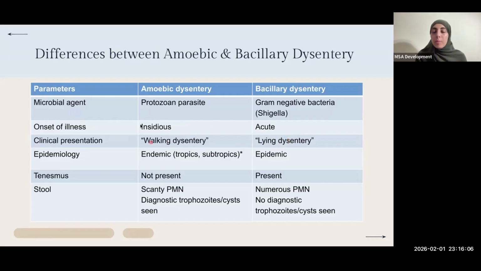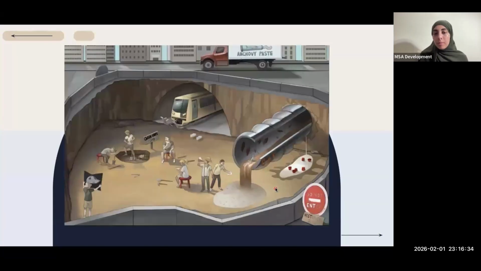Amoebic dysentery is more endemic, remember, tropics and subtropics, while bacillary or Shigella is more epidemic, so you get a sudden outbreak. If there's tenesmus, this is more likely to be Shigella, and in Shigella you have a lot more polymorphonuclear cells or neutrophils. And obviously, if you see trophozoites or cysts, then this is Entamoeba and not Shigella.